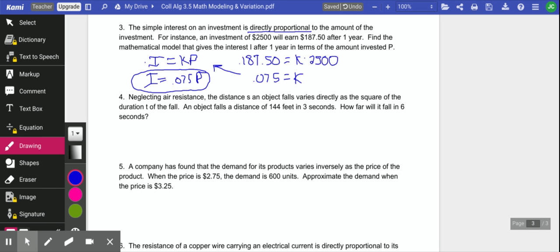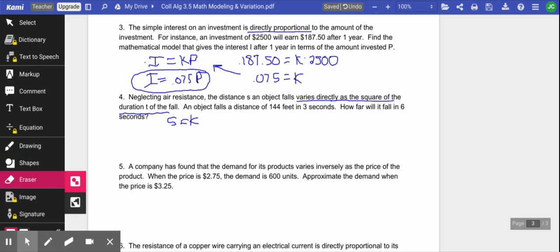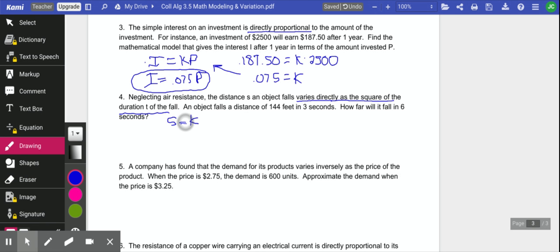All right, let's check out another one. Neglecting air resistance, the distance s an object falls varies directly as the square of the duration t. We're going to stop right there. The distance s an object falls varies directly, so equals k times something, as the square of the duration of the fall. So that was an equal sign. So varies directly as the square of time. So s equals kt squared. All right, so that's our model.